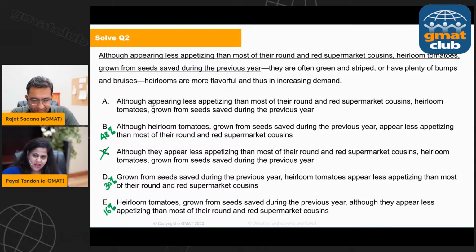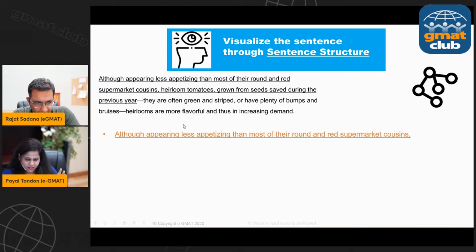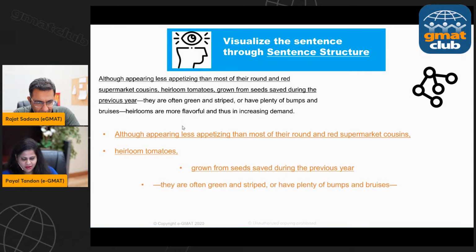Very interesting. Okay. So what I'm going to do next is show you a simplified structure of the sentence, and then I'm going to ask you certain questions that I want you to answer utilizing that simplified structure. Here is the simplified structure. Although appearing less appetizing than most of their round and red supermarket cousins, heirloom tomatoes grown from seeds saved during the previous year are often green and striped or have plenty of bumps and bruises. Heirlooms are more flavorful and thus in increasing demand.